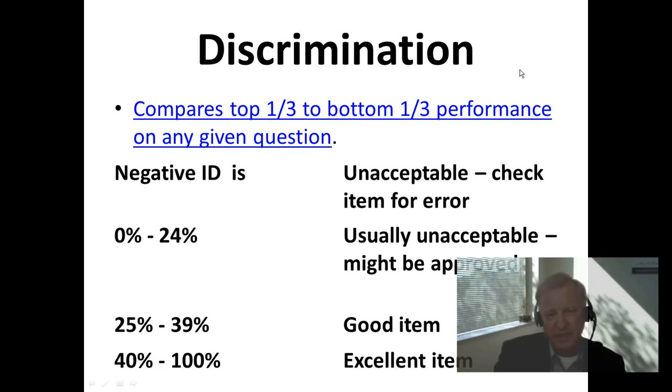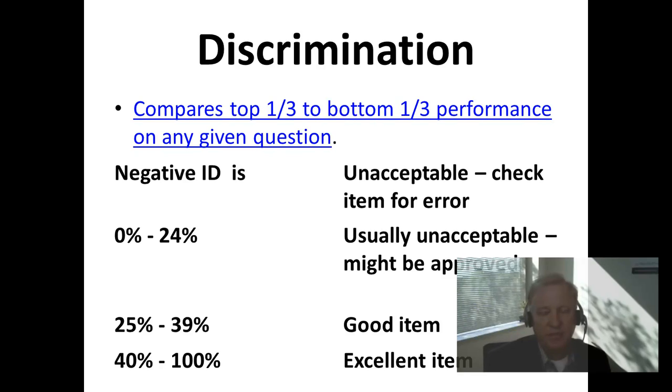So what is discrimination? I've mentioned it a couple times. Well, actually, what it does is it takes your top 27% on the test and your bottom 27% and compares how they do on every item. So it discriminates between basically the top third and the bottom third on every given question.